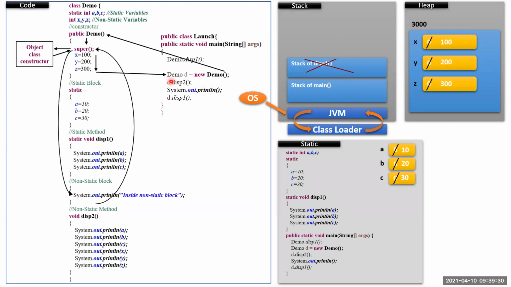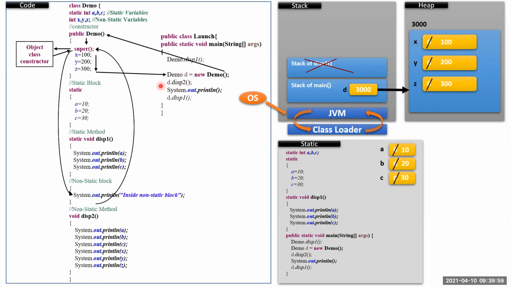So in the LHS, the Demo type reference d will be created. As you can see, it will be created inside the main method, in other words, the stack of the main method, and it will point towards this object. After this, the next line will be executed, d.display2. Because display2 is a non-static method, I'm calling it via the handle or the reference. So I'm calling d.display2.